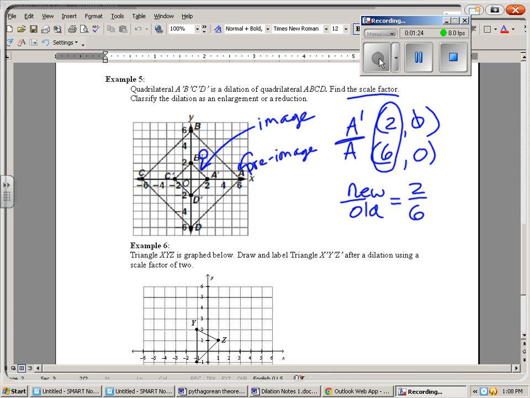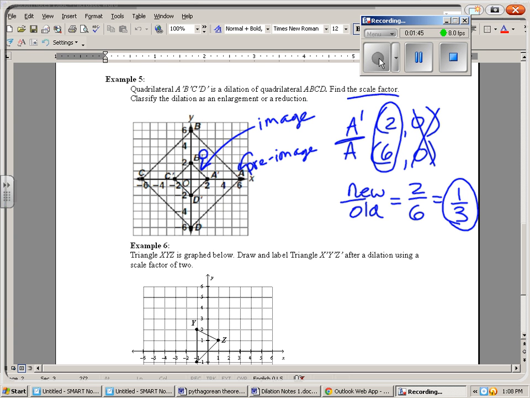You cannot use zeros. So if there's zeros in the problem, don't use that piece. 2 divided by 6 reduces to 1/3. So the scale factor here is 1/3. You will get the same answer no matter what 2 points you choose.